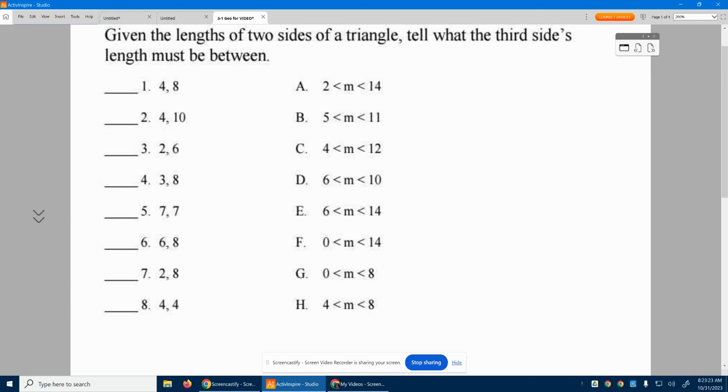All right, let's take a look at this. Given the lengths of two sides of a triangle, tell what the third side's length must be between. So let's look at number one. It has two sides. One side is 4, one side is 8. So let's figure out how this works, and then we can get our answers quickly.